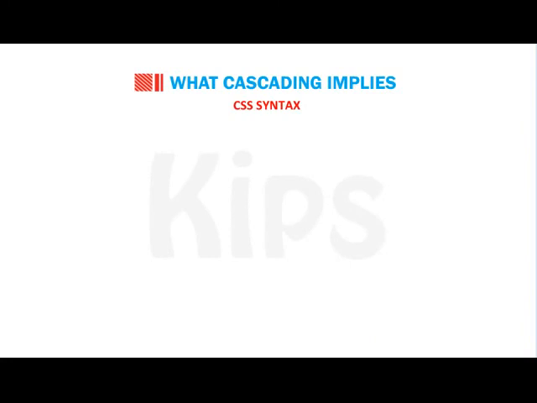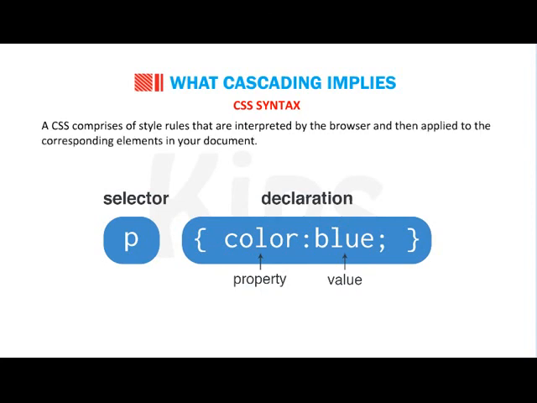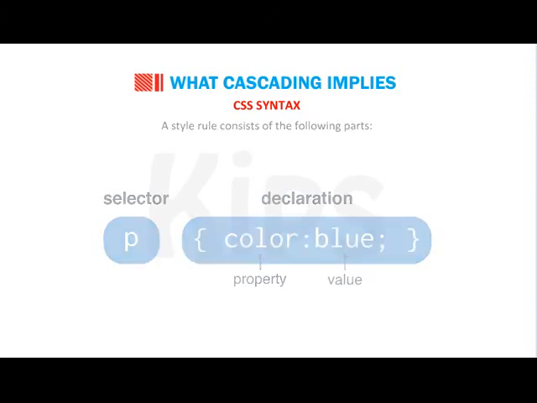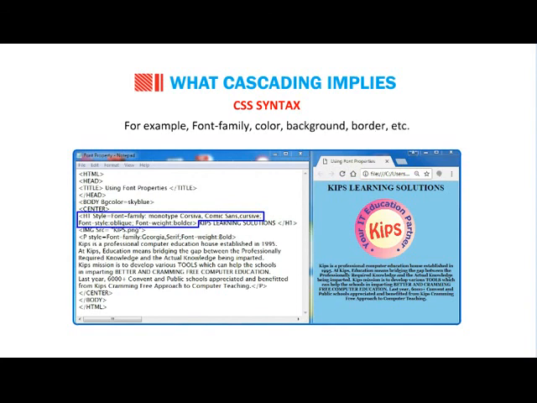CSS syntax. A CSS comprises style rules that are interpreted by the browser and then applied to the corresponding elements in your document. A style rule consists of the following parts. Property. It defines how the elements with distinctive style should look on the web page. For example, font family, color, background, border, etc.